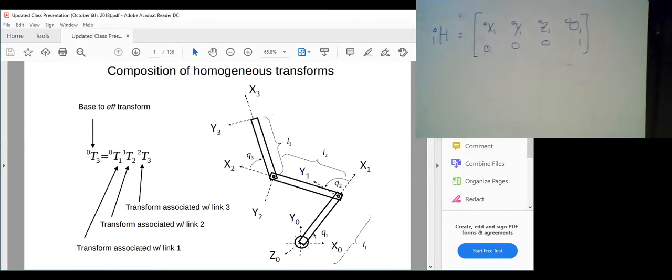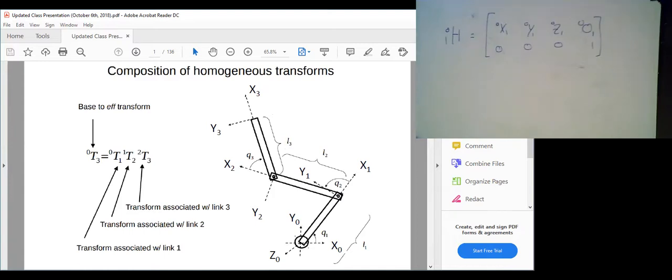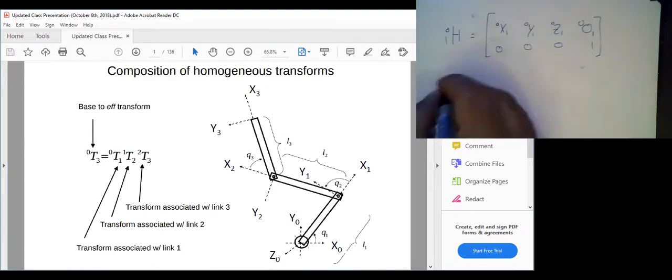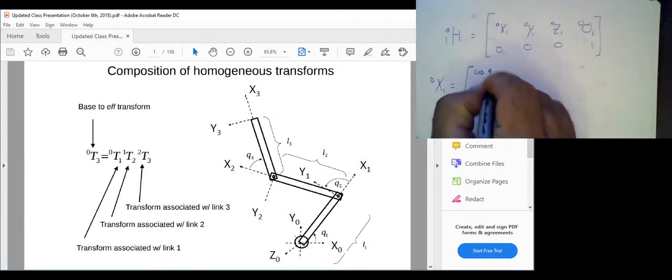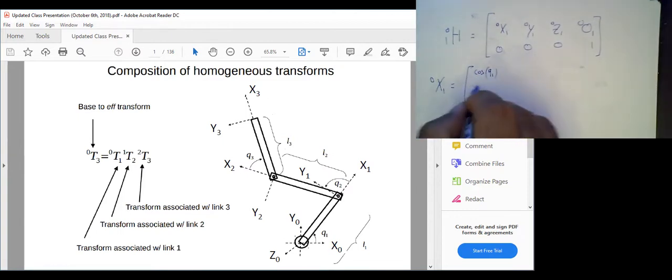What is x10 in this case? You're looking at the coordinates. What is the x component of vector x1? The vector x1 makes a q1 angle with vector x0, right? So it's going to be cosine q1, and the y component is going to be sine q1, and then 0.